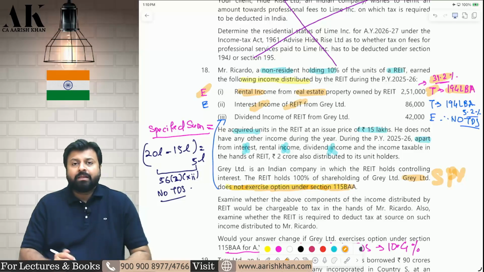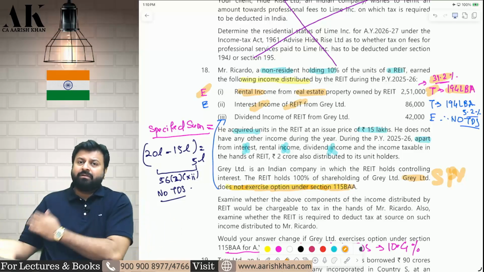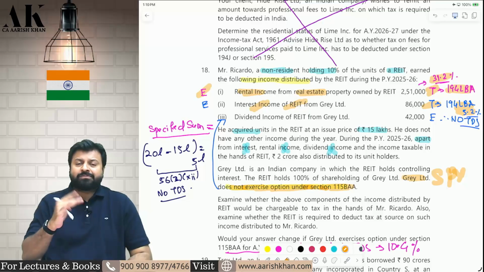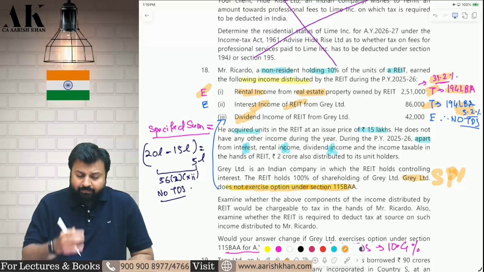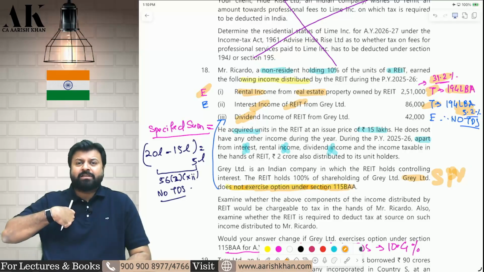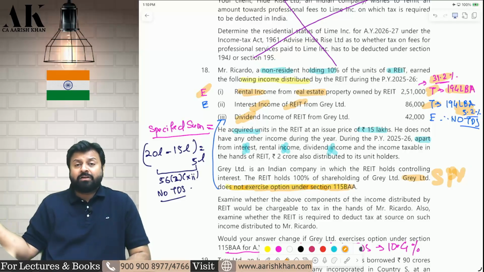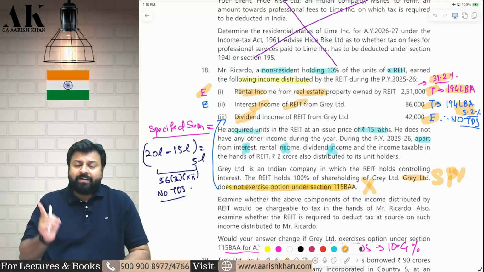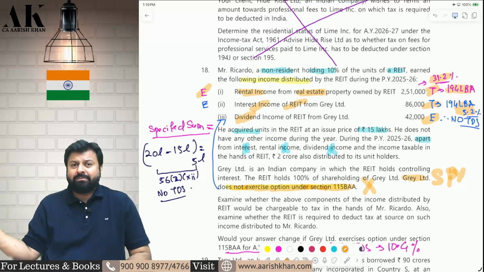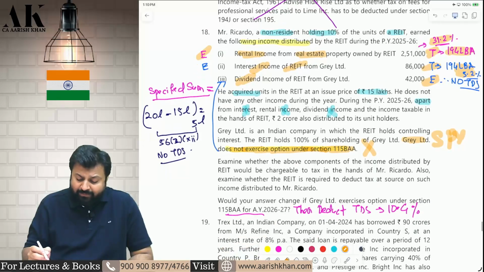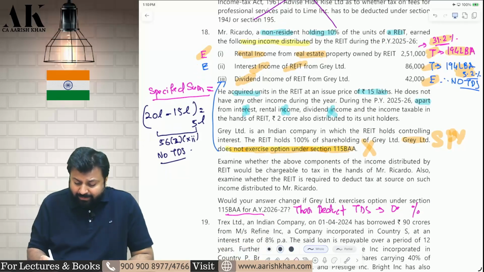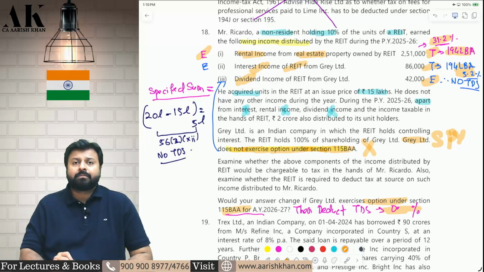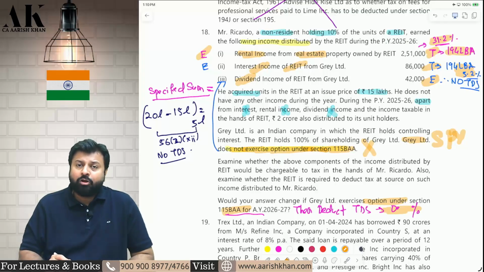Interest income from SPV. Again exempt in the hands of the business trust, taxable in the hands of the investor. Because the investor is non-resident, you should deduct TDS at 5.2%, that is 5% tax plus 4% cess. Dividend income. What is the treatment of dividend income? Dividend income is exempt in the hands of the business trust, always. In the hands of the investor also exempt. Why? Because the SPV is not following 115BAA. If the SPV is not following 115BAA, the dividend is exempt in the hands of the investor. But if the SPV is following 115BAA, it is given in the last line. Assume that the SPV follows 115BAA, then what will happen? Then it will be taxable, and you have to deduct TDS at the rate of 10% plus cess. I hope it is clear to all of you.